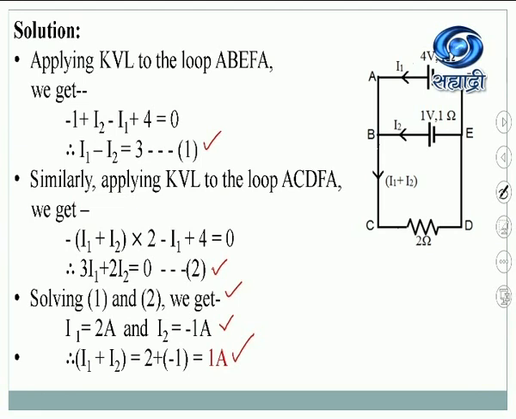Now see here, the important thing is that I1 is 2 ampere, and I2 is minus 1 ampere. What is the meaning of this? I1 equal to 2 ampere means whatever the direction of I1 shown in the circuit, it is correct. Whereas I2 equal to minus 1 ampere means the direction shown in the circuit for this current I2 is not like this, but opposite to this. That is the meaning of this.